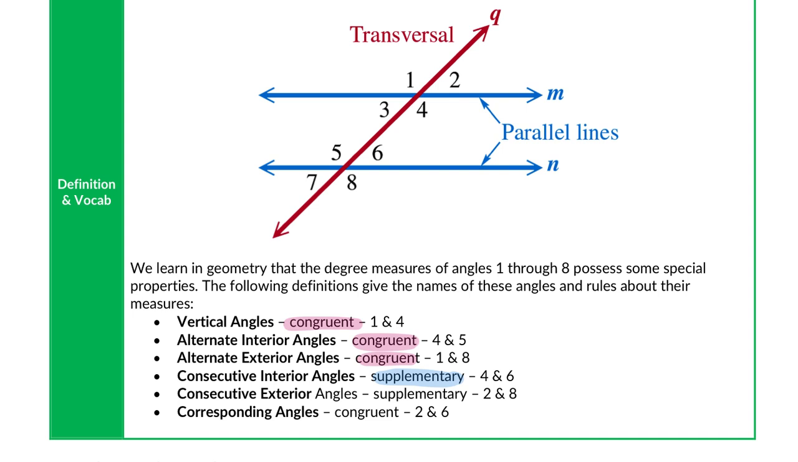They support each other. They sum to 180. They support each other. That's cute. Okay. Consecutive exterior angles. So again, same side of the transversal, outside of the parallel lines, which would be 1 and 2, and these are also supplementary.